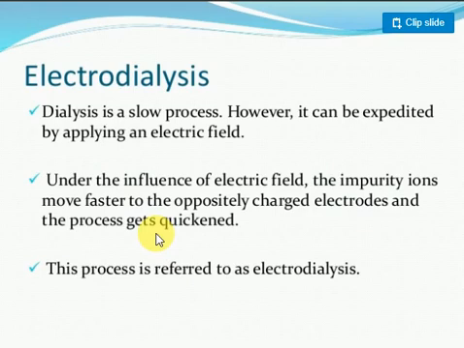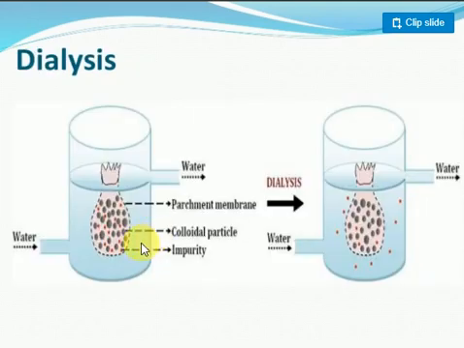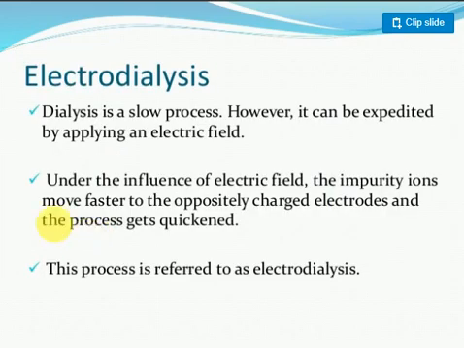Next one is electrodialysis. What is electrodialysis? Look here, this process is a slow process. Here the electrolyte content may be charged also. I want to make that process very fast, so I use this method, called the electrodialysis method. Dialysis is a slow process; however, it can be expedited by applying an electric field. Under the influence of an electric field, impurity ions move faster, and the charged particle electrolytes move towards the electrodes.